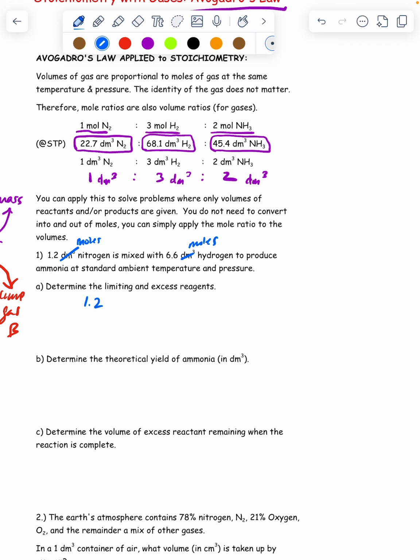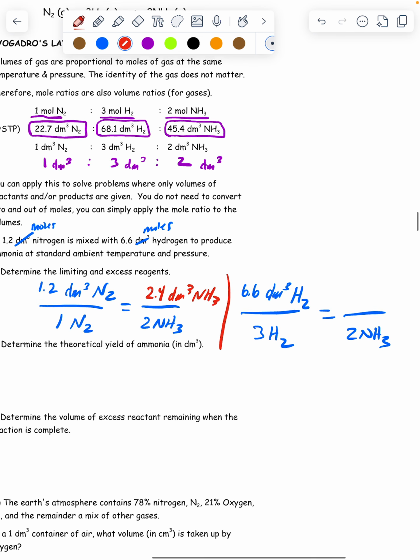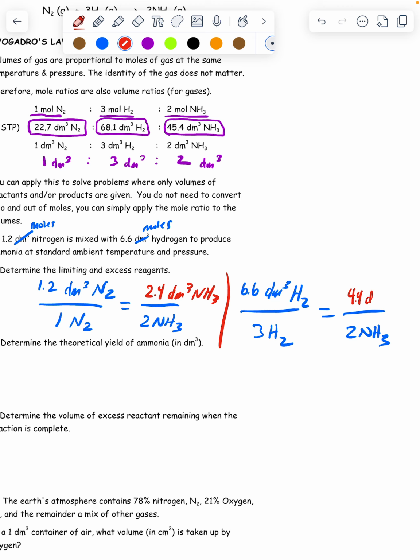So 1.2 dm cubed of nitrogen, and we're trying to figure out how much ammonia we can make. Well, the mole ratio is 1 nitrogen makes 2 ammonia. So if I apply this ratio, I have enough nitrogen to make 2.4 dm cubed of ammonia. Okay, that was reactant number 1. I would then also check the hydrogen, 6.6 dm cubed of hydrogen. The ratio is 3 hydrogen make 2 ammonia. And so I have enough hydrogen to make 4.4 dm cubed of ammonia.